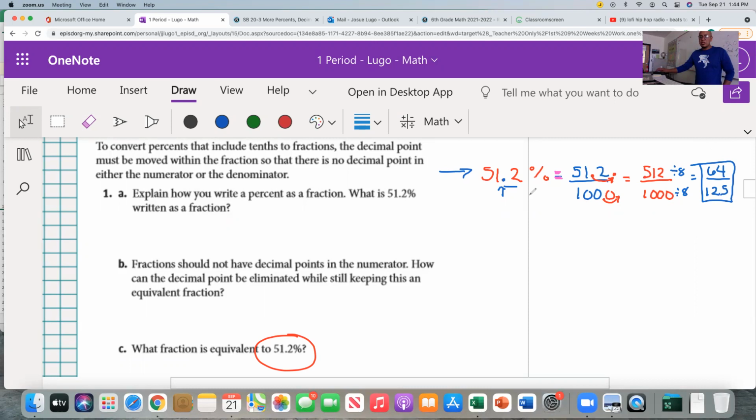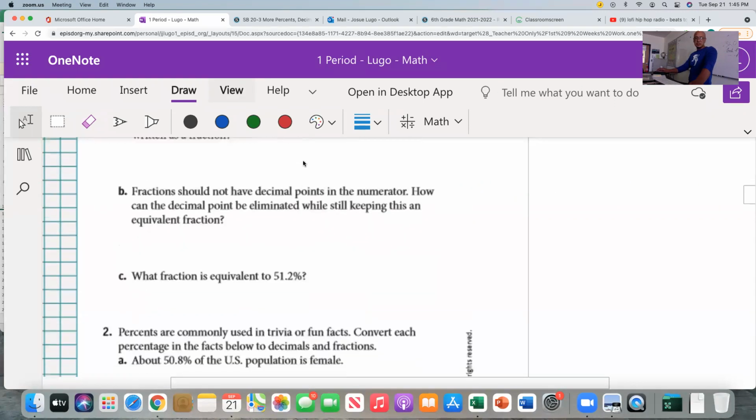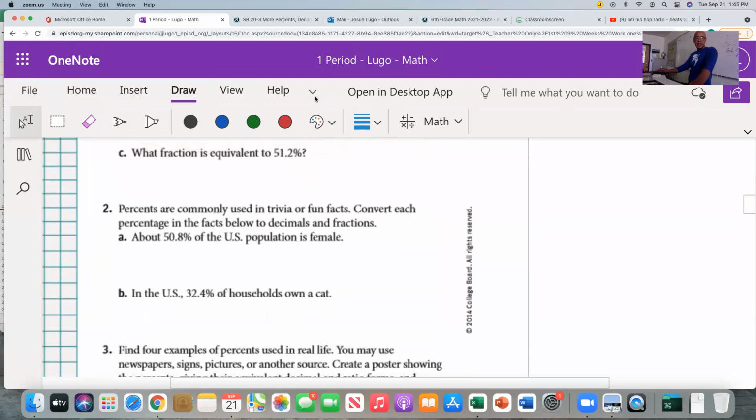Rather, I want you to realize that any number that is a percent is that same number, the exact same thing over 100. And if it's a decimal, you can just shift the decimal over on the numerator and shift the decimal in the denominator the same number of times in the same direction. And that will give you an equivalent fraction. Let's try another one. So 64 over 125 is the answer to number 1C. Let's go to 2A.